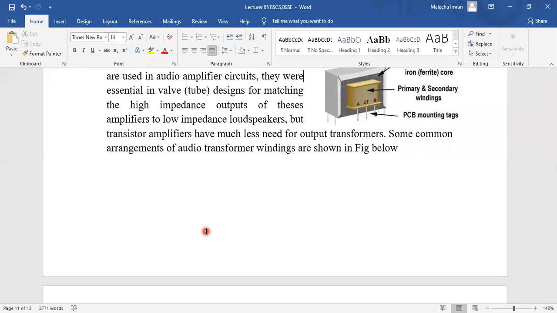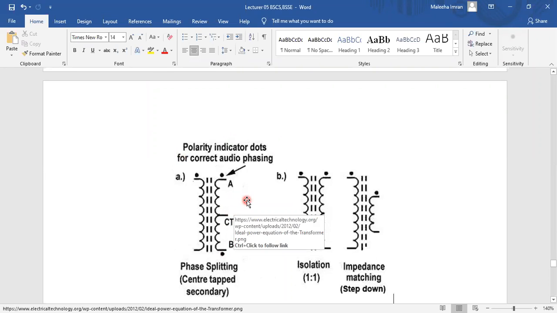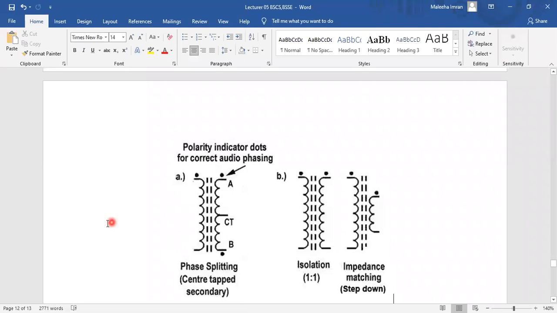Some common arrangements of the audio transformer winding are shown in the figure below. These are some of the arrangements जिसमें आप ऑडियो ट्रांसफार्मर्स को अरेंज करते हो. Here, in fig A, what you see is that the secondary coil is divided into two secondary windings. और आप खुद देख रहे हैं कि this is a center tap transformer. It means कि आपका जो सेंटर पॉइंट है वो सेंटर पर है.